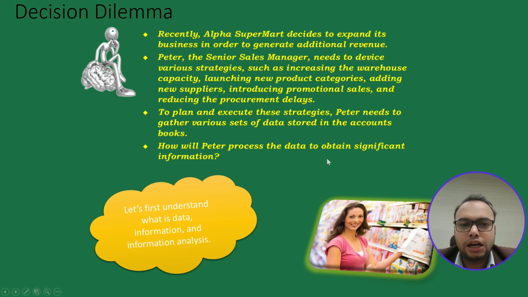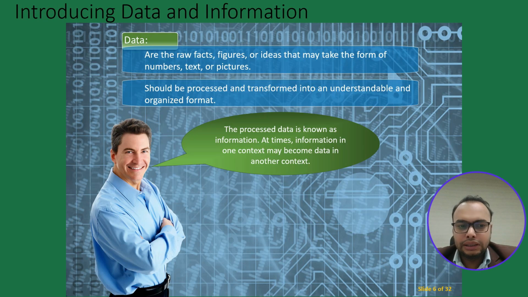How will Peter process the data and obtain significant information? So let's first understand what is data, information, and information analysis. So what do you mean by data? So data means simple, data means information, raw fact and figure about a particular object, particular person, that is called data. Okay.